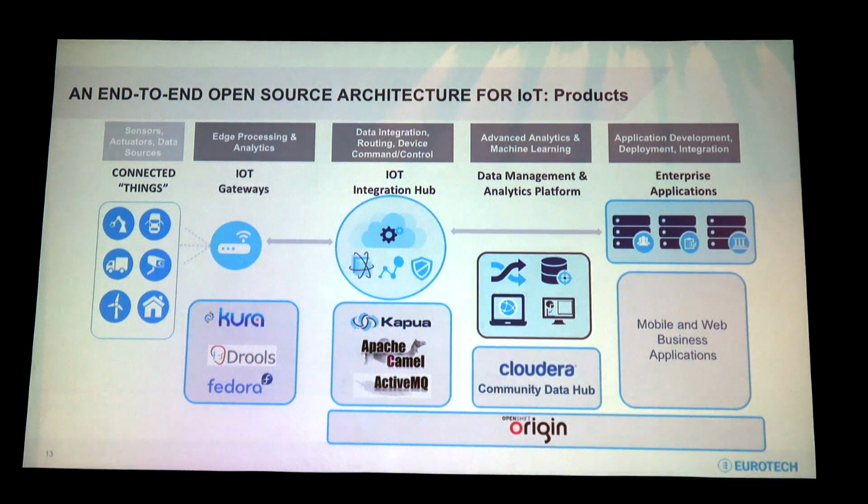So if we start mapping some of those open source projects to the architecture we've been discussing, you can start seeing where some of the pieces fit in. On the gateway side, you have things like Eclipse Kura, which is a framework for managing edge devices, Drools, which is like an event type engine, Fedora for operating systems. Integration hub, we have things like Eclipse Kapua, Apache Camel and ActiveMQ for message routing. For analytics, we have things like Cloudera's community data hub. All these pieces are available. Also, OpenShift Origin, which is like a Kubernetes management system. All these pieces are open source and free to use.